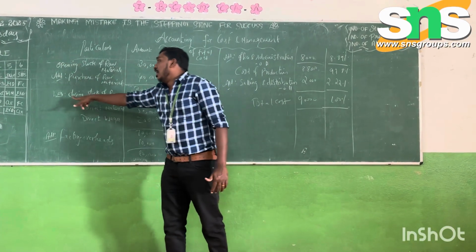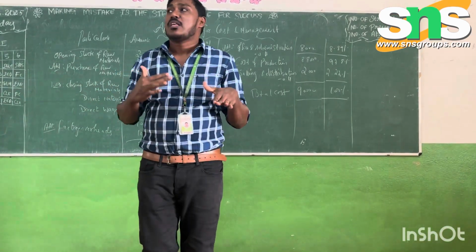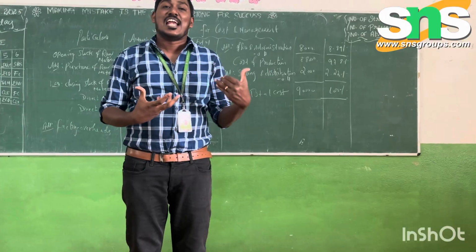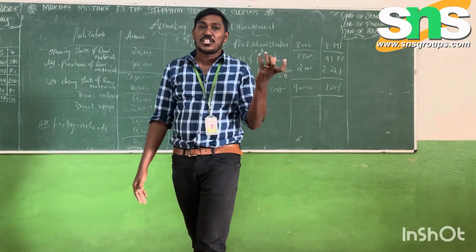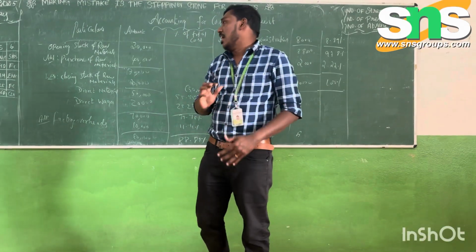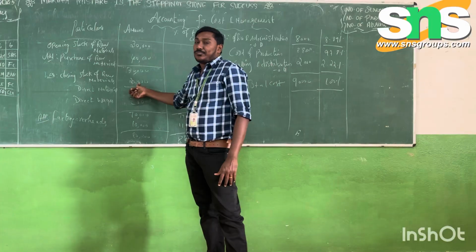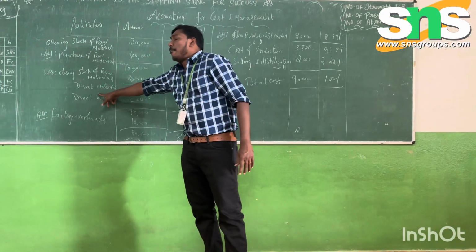And then minus closing stock of raw materials. Closing stock is nothing but, as we are increasing the product and finally preparing it into finished goods, at that time we will maintain some closing stock. Here the closing stock is 40,000. So the 50,000 will be the raw material consumed.